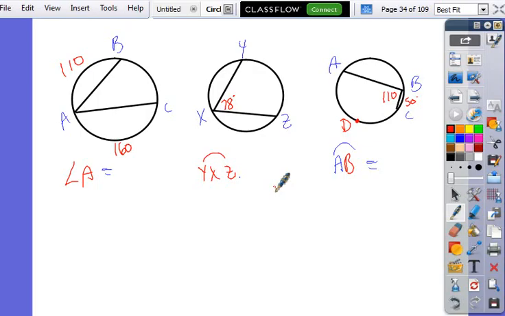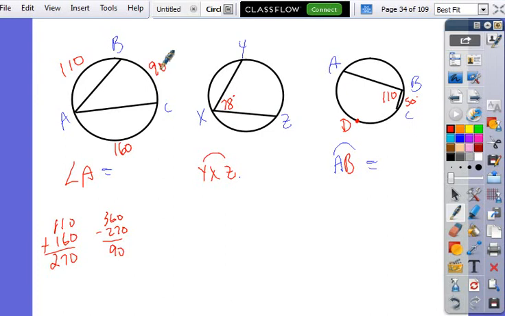All right, look at number 1. I want to find angle A, which means I need to know what BC is, that arc. So you add up the 110 and the 160 and get 270. Now that's everything else on the circle, not the part I need. So you're going to do 360 minus 270, and you'll get 90. So that means BC is actually 90.